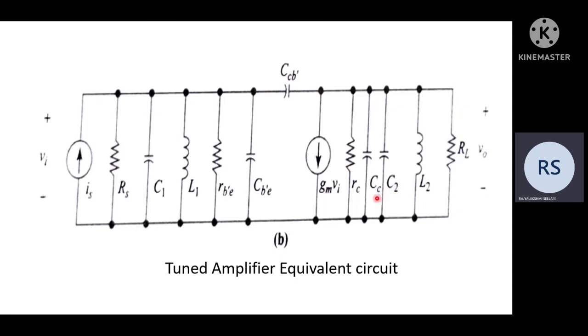The output capacitance of the transistor is parallel to CC. These two are parallel to each other with the circuit tuning capacitance C2, and they form part of the resonant circuit. And here we have gm, the transconductance.